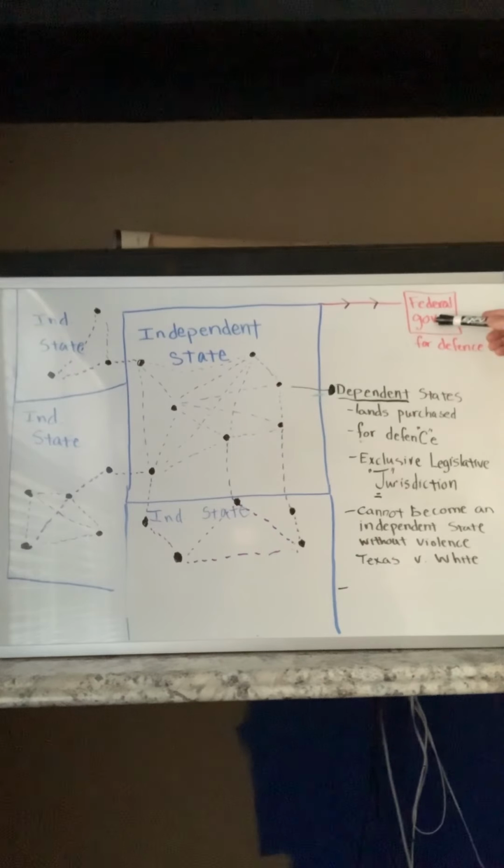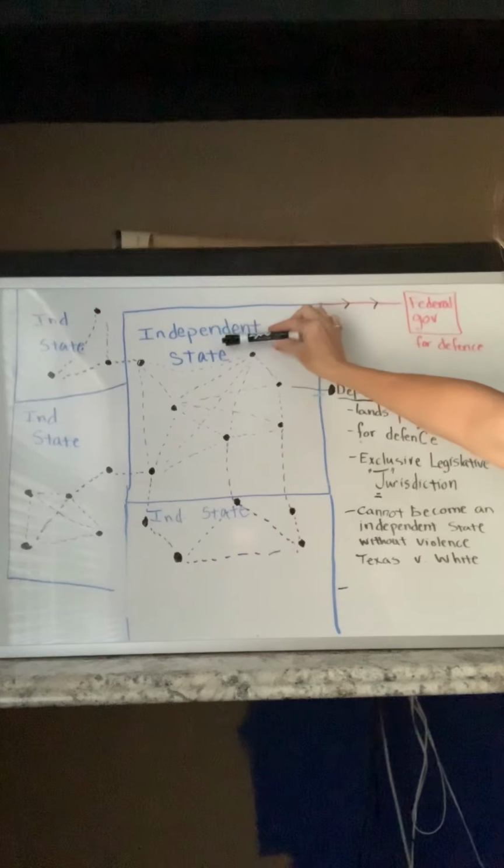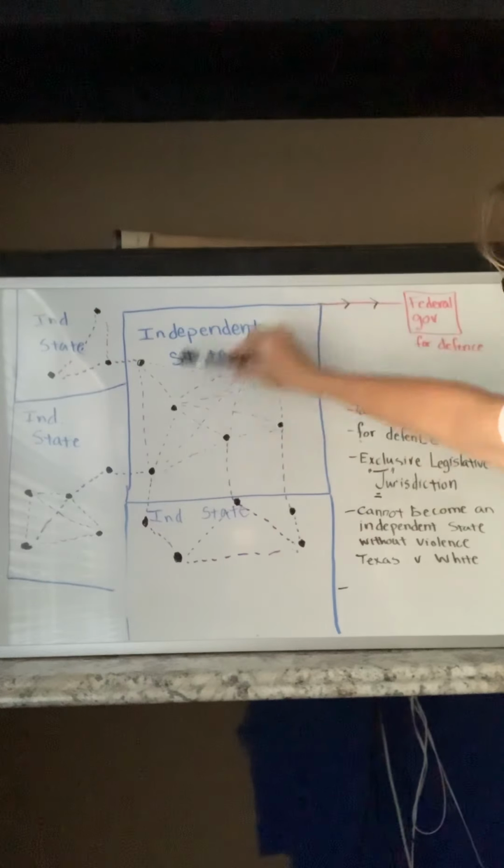The federal government only has jurisdiction over the dependent states. So when it writes laws or adjudicates the law, it can only be talking about the dependent states because it never had any kind of jurisdiction over the independent state or the people of the independent state.